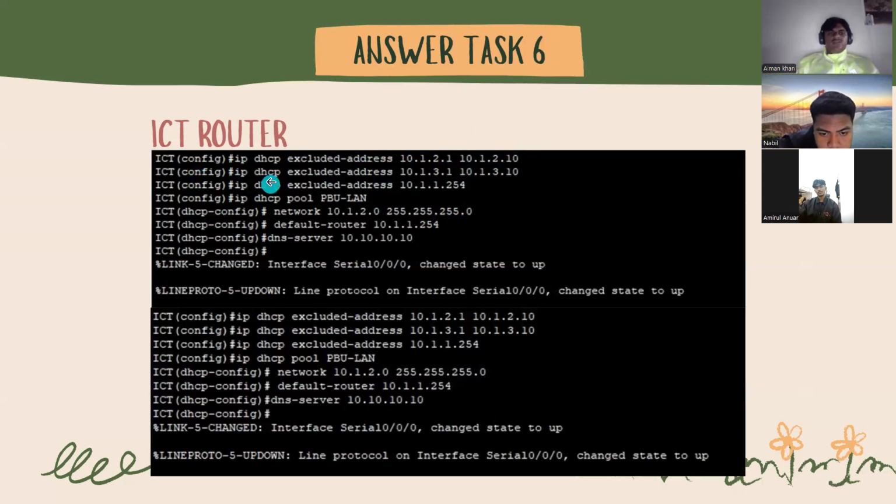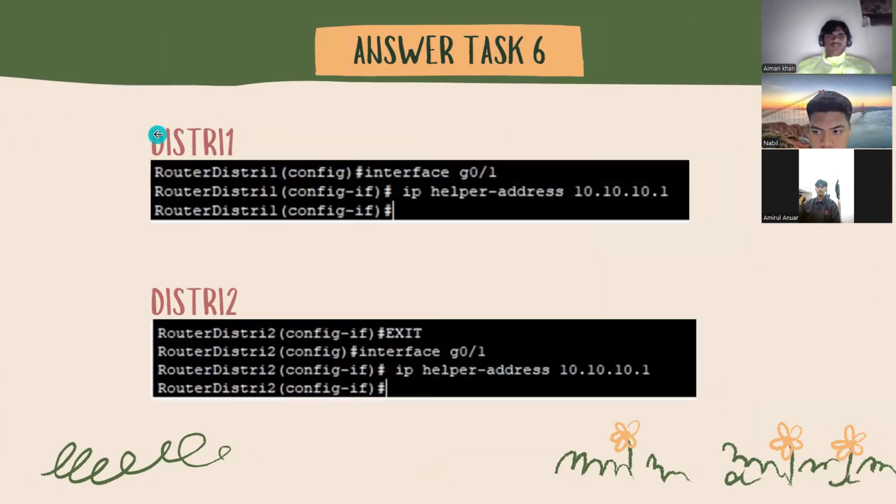And then ip dhcp pool PBO LAN, network 10.1.2.0 255.255.255.0. The next one is default-router 10.1.1.254, and then dns-server 10.10.10.10. Moving on, this is the same for the ip dhcp excluded-address too. Then we move on to distribution router 1. We are going to put interface G0/1 ip helper-address. And also for distribution 2, we are going to put the same thing.